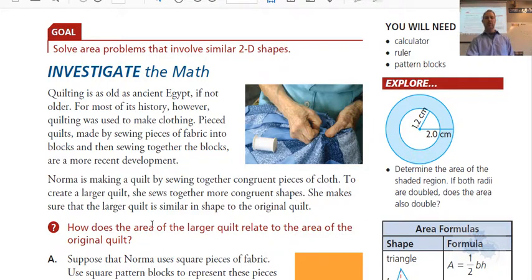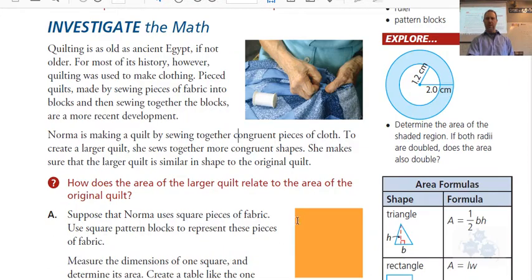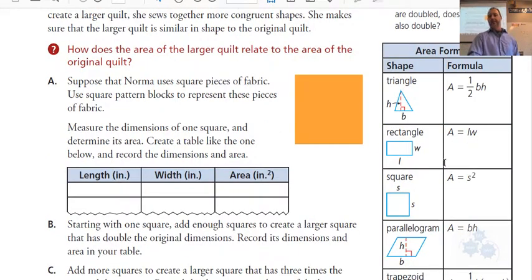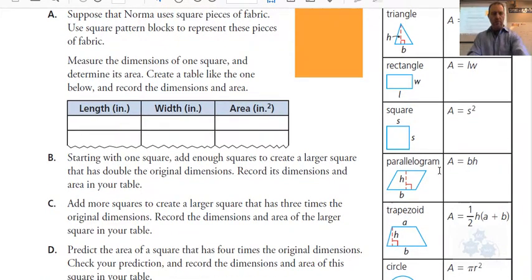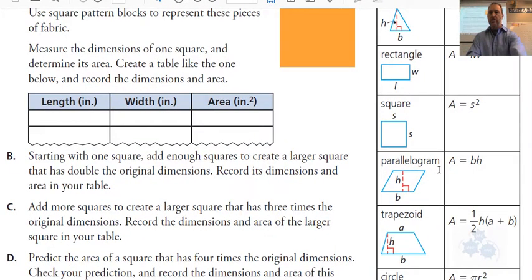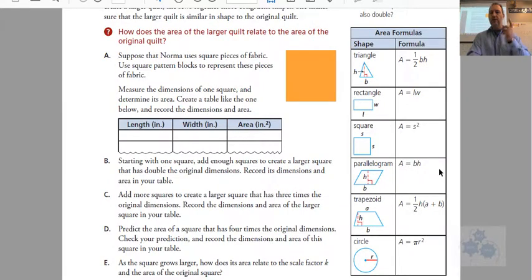Okay, so the question is, how does the area of the larger quilt relate to the area of the original quilt? So that brings us to the fact that we need to take a look at how areas of similar triangles or similar rectangles are related. And so over here on the right, we have formulas for areas of different shapes. So you're going to need to know all these. These are ones that you have learned in your past.